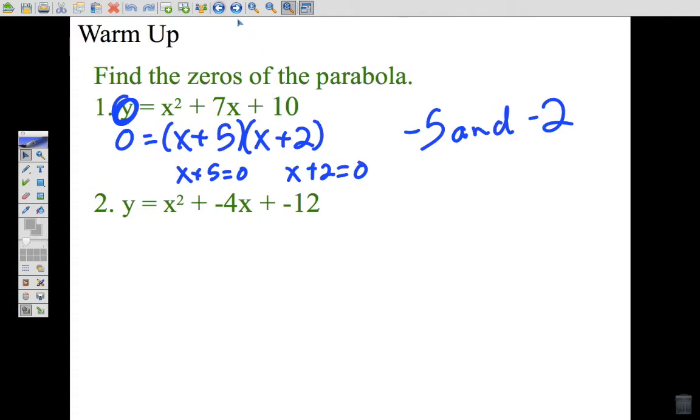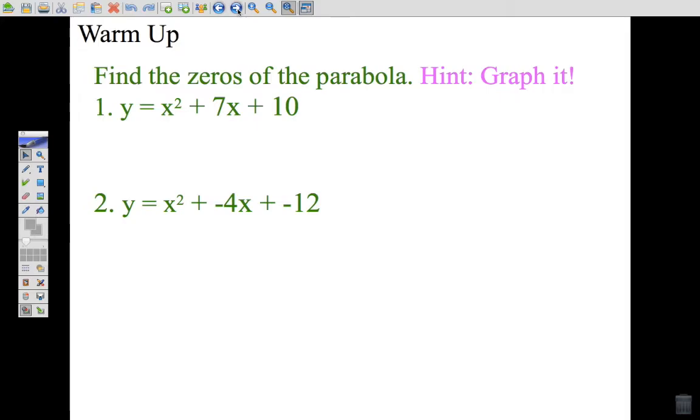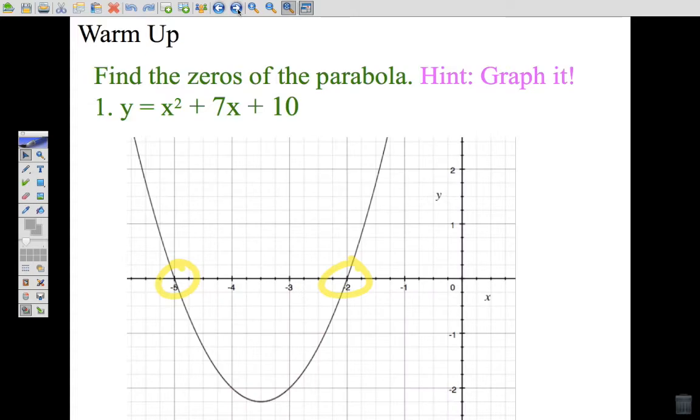The same process could be done with the next equation. But there is something else you could have tried. Instead of quadratic formula, instead of factoring, a very visual way, you could have graphed the equation. So using your calculator, when you graph the equation, you will see that this parabola crosses the x-axis at -5 and at -2. You've just instantly found the zeros of the parabola in a very visual way.